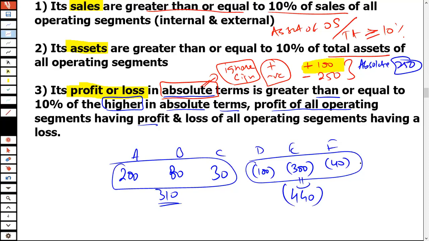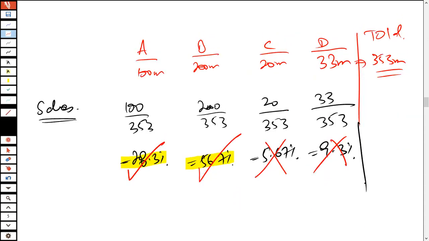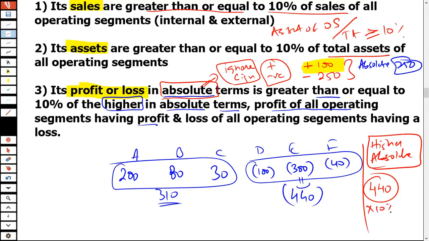Now, what you need to do is say that if I talk in absolute terms, the higher value in absolute terms is going to be 440. Now, if the higher value is 440, we need to see if any operating segment has a profit or loss of 44. If any operating segment has a profit or loss of 44, that is going to be considered an operating segment that would become reportable.